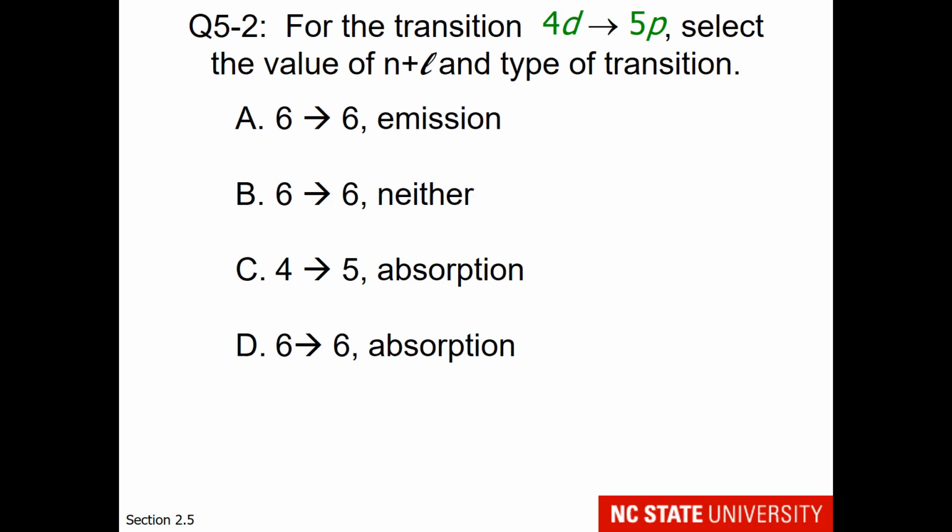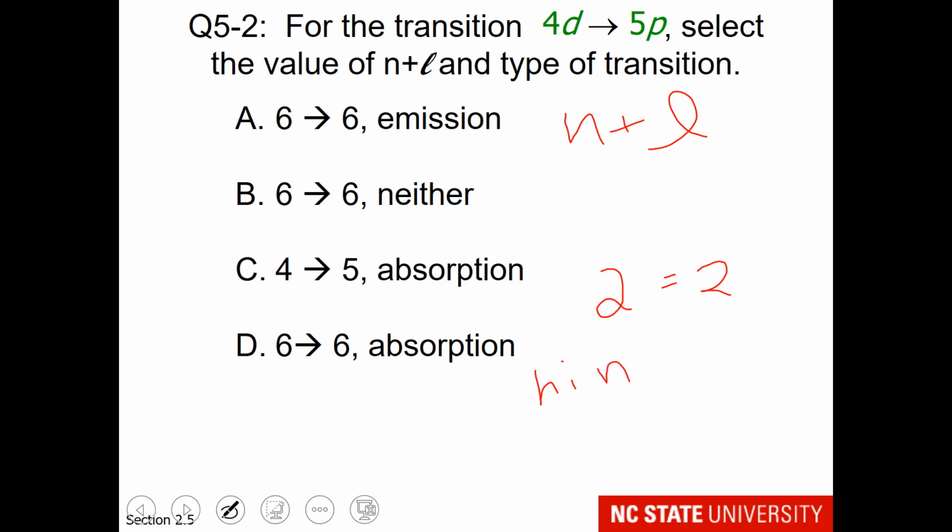Here is 4D to 5P. So compare the n plus L values, and I want to remind you that when you have a tie, for example, 2 equal 2, the highest n has greater energy. So that will help you with this question.